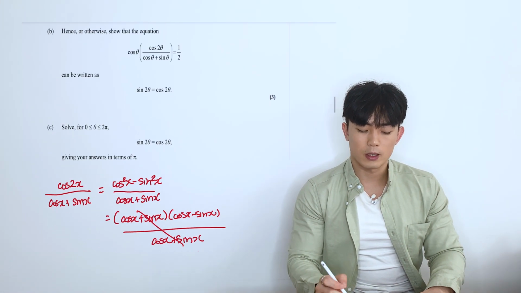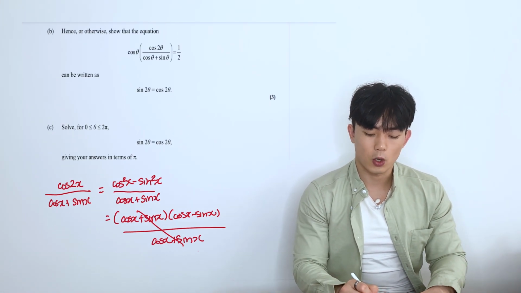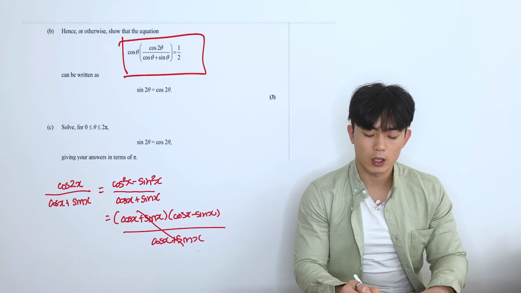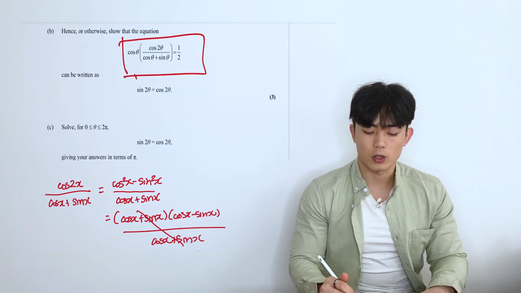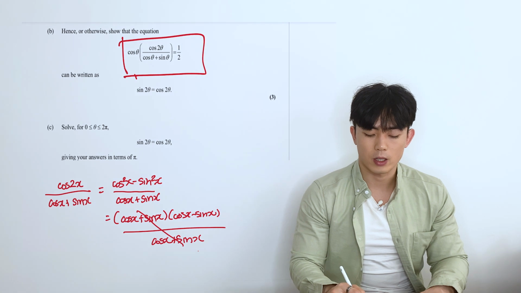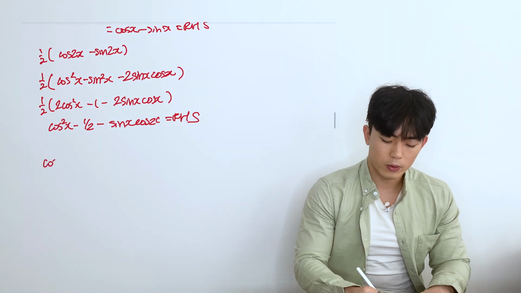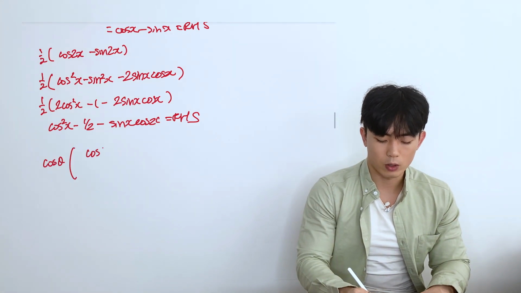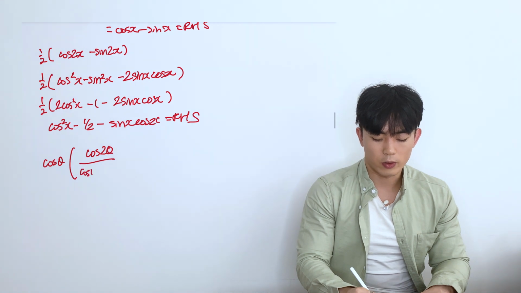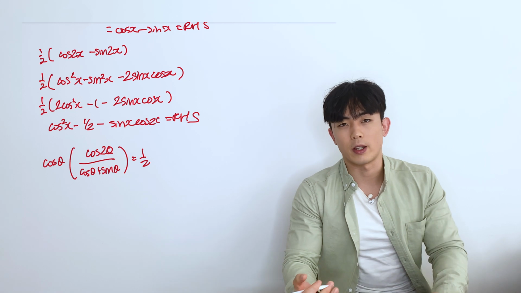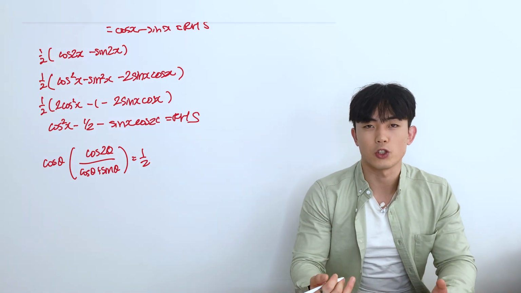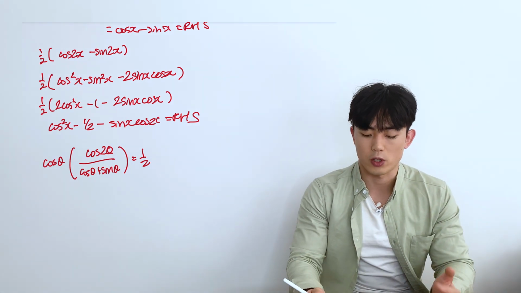Right. Part B: hence or otherwise, show that the equation cos theta times, in brackets, cos 2 theta over cos theta plus sine theta is a half. Whenever they say the words hence or otherwise, it's a hint saying you should probably use what we just answered in the questions before.